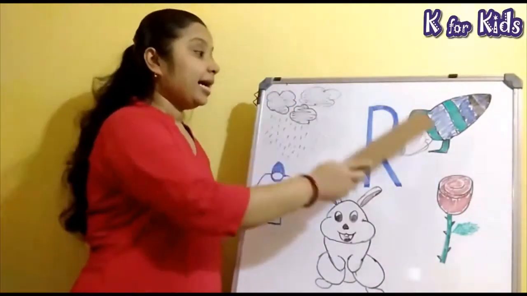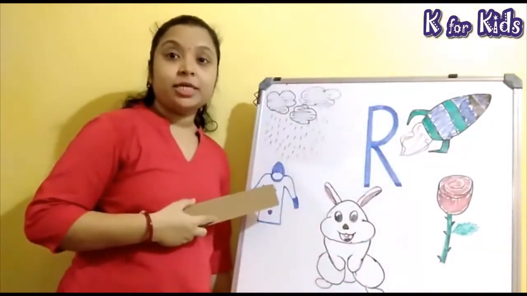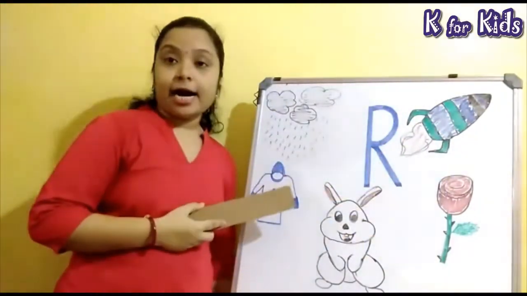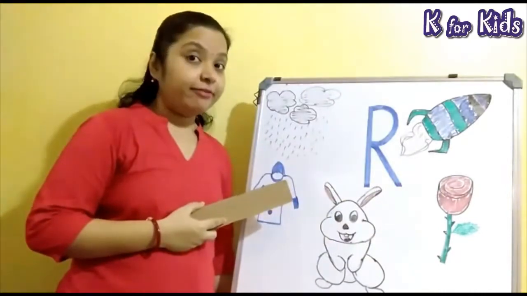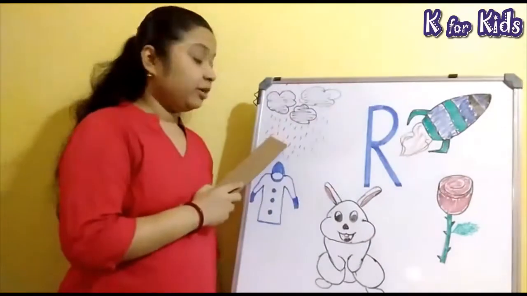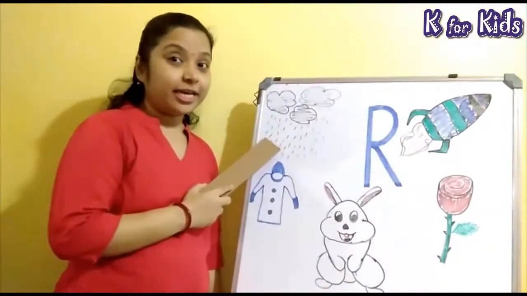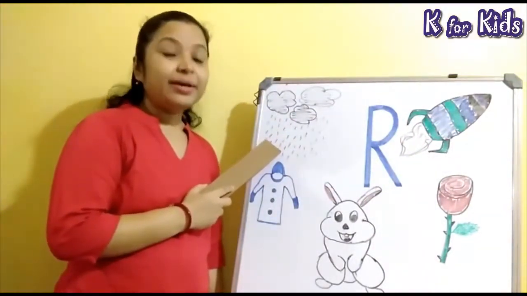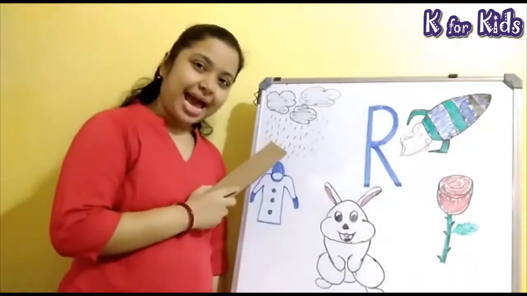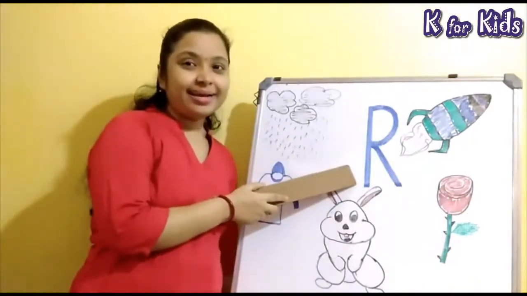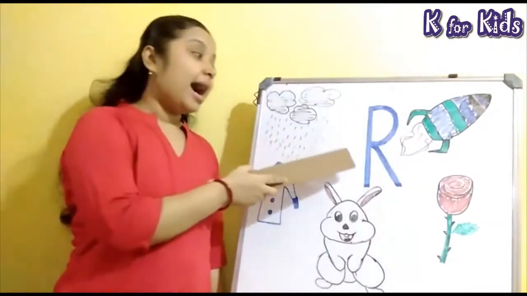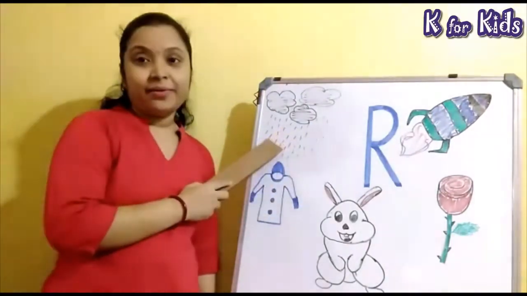Children, see, I have drawn some pictures on the board. All these pictures are related to the alphabet R. Children, look here. What I have drawn. Rain. Rain starts with the alphabet R. R for rain.